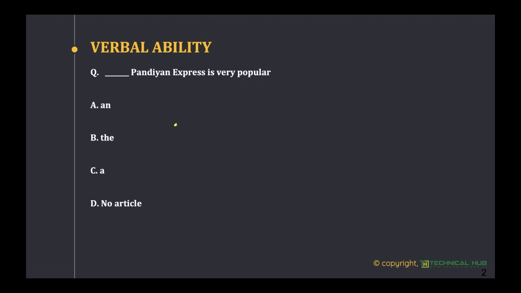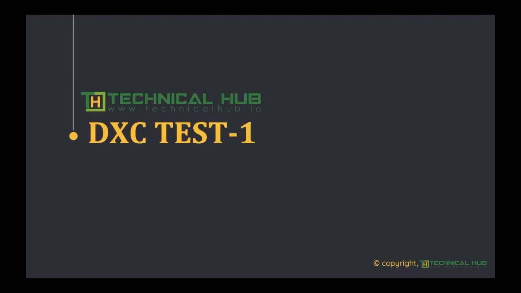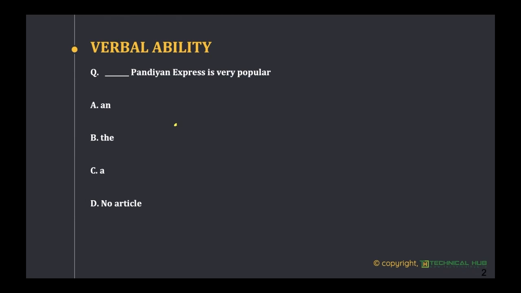It's the test you took yesterday. Well, see, Dash Pandian Express is very popular. It is not mentioned whether it is an exercise on identifying the article or filling in the prepositions or whatever it is. It is not being mentioned. So, based on these words, you can easily say these are articles.